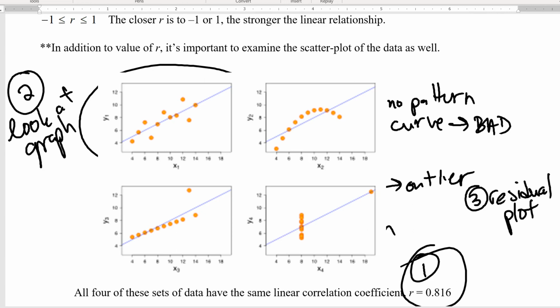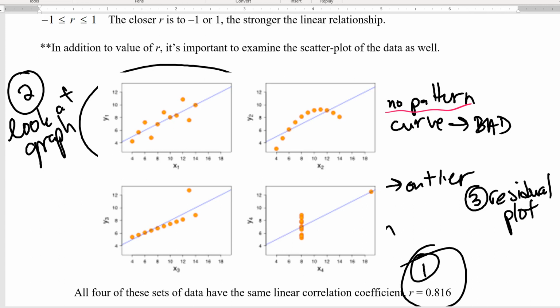Here's the same line, but it has this little curve along it. That pattern is bad. That tells me that even though it has a strong R value, a linear correlation is not appropriate. We should not see a pattern. There should be no pattern. Curves are bad.